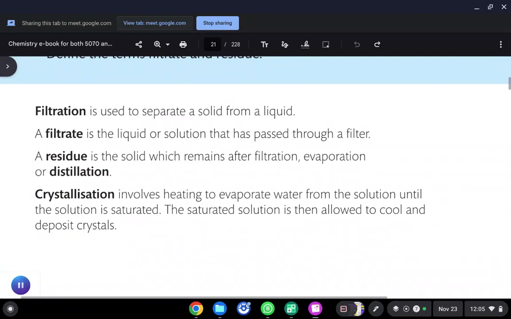So what is filtration? It is used to separate a solid from a liquid. What is a filtrate? The components of filtration are filtrate and residue. Filtrate is the liquid or solution that has passed through a filter. And a residue is the solid which remains after filtration, evaporation or distillation. If we are doing filtration, you will find the residue on the filter paper. And if you are doing evaporation or distillation, you will find the remaining substance on the evaporating dish or basin.